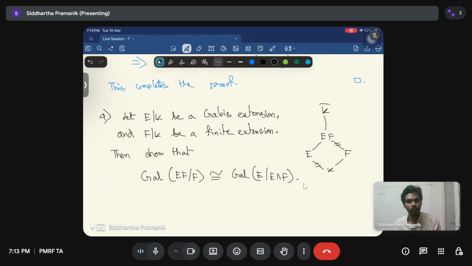So E over K is Galois. So E over E intersection F is also Galois. So it will lie something like here. Okay, let's not draw this one. It's not looking good. So let's prove this. It's not difficult.